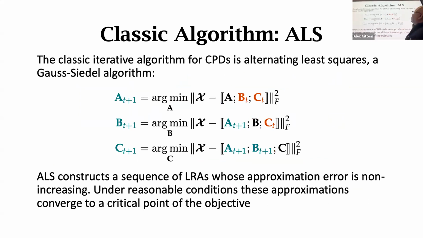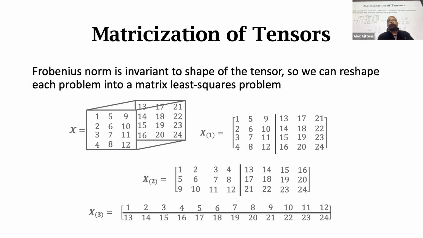So here's the classic algorithm for getting these canonical polyadic decompositions. So we can pose this as a Gauss-Seidel type problem. So we update A, fix B and C. We fix A and B, or sorry, we fix A and C and then update B. We fix A and B and then update C. And this gives us a sequence of low rank approximations for which it's clear that the approximation error has to be non-increasing just by construction. And then under reasonable conditions, you can show that these converge in the sense of they reach a critical point of the objective, which is all we can ask for.